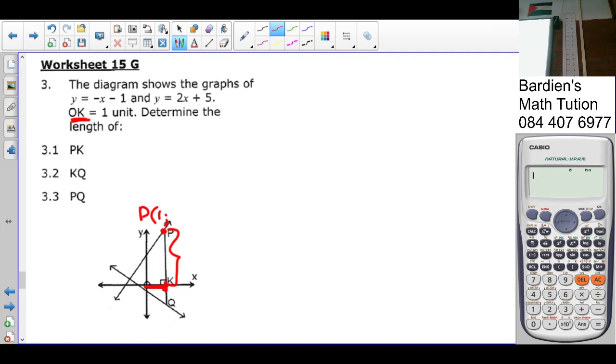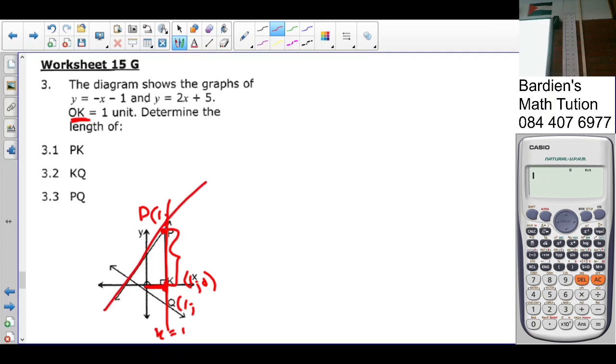So even if you go with Q, and I'm sure they're going to ask you about Q later on, it's going to be 1 and something. What is the equation of this line going through here? x is equal to 1. Does it now make sense why it should be 1? Because anywhere along that line x is equal to 1. So what I do is I substitute 1 into this line here.